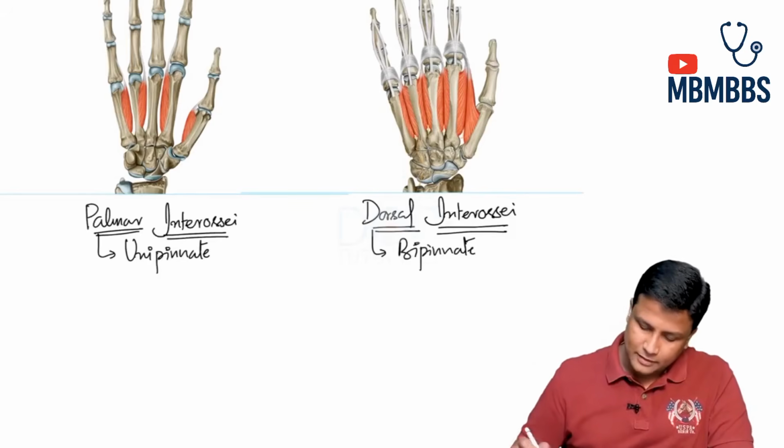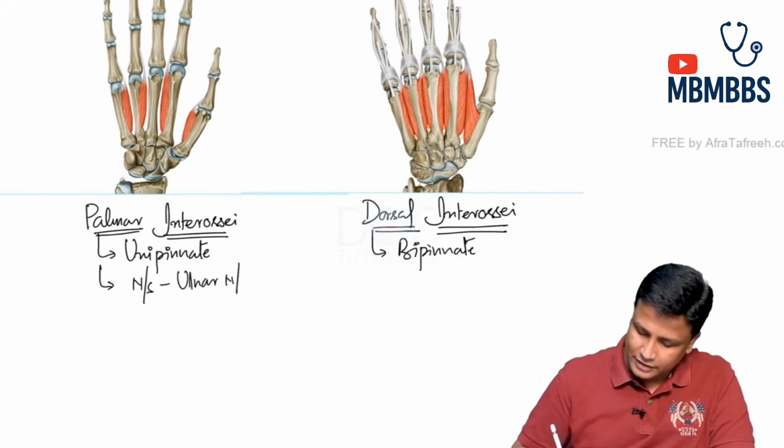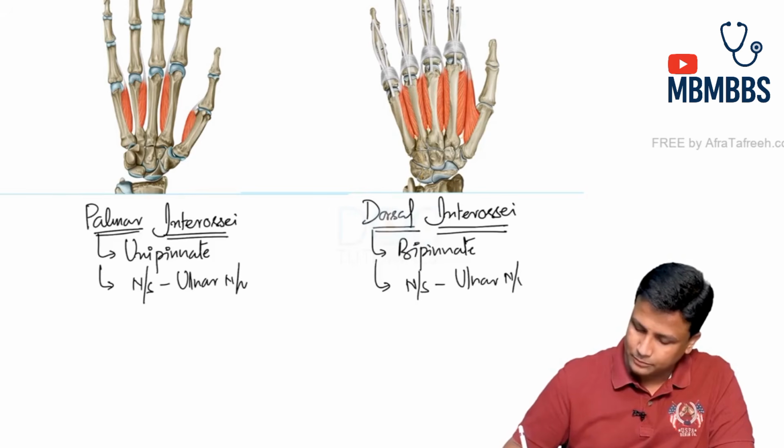Now what about the nerve supply? Remember, all your interossei are supplied by ulnar nerve, whether it is palmar or whether it is dorsal, guys. Nerve supply will always be the ulnar nerve only.